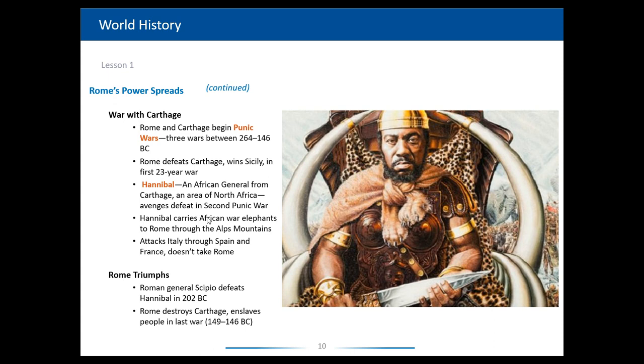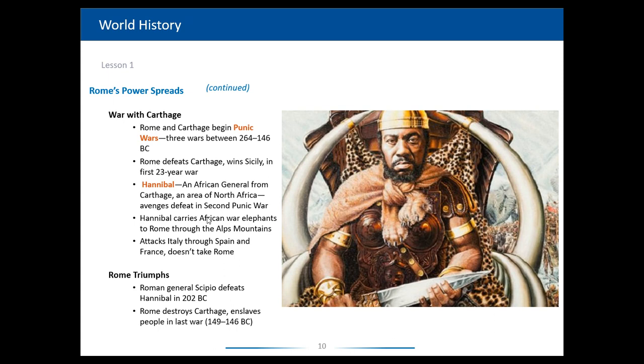Hannibal, an African general from Carthage, an area of North Africa, avenges the defeat in the Second Punic War. So he avenges the loss of Sicily from North Africa to Italy. Hannibal carries African war elephants to Rome through the Alps mountains. So basically Hannibal attacks Italy on elephants.